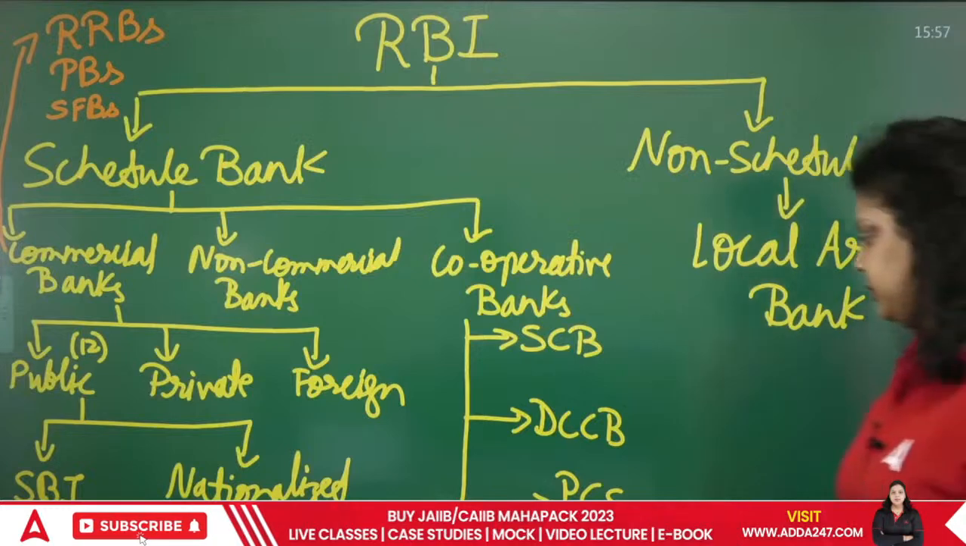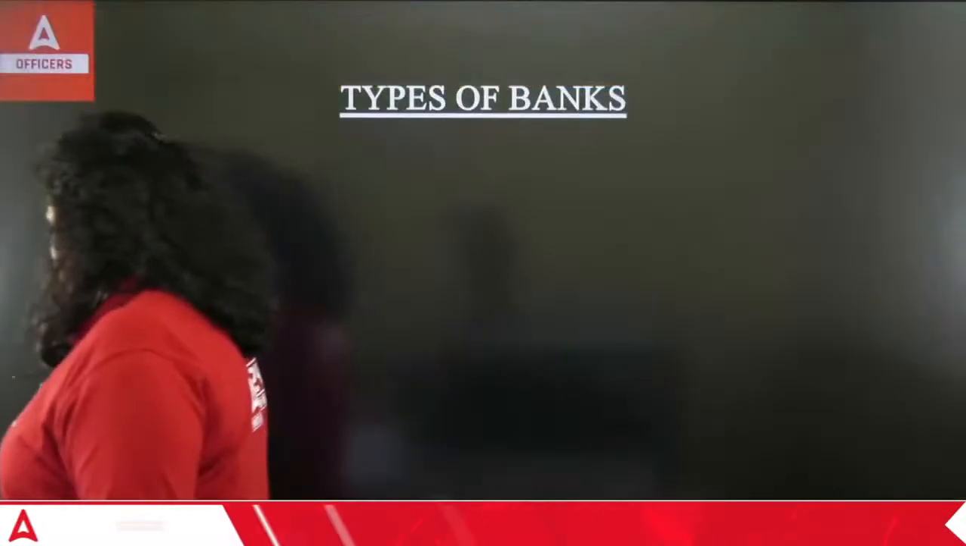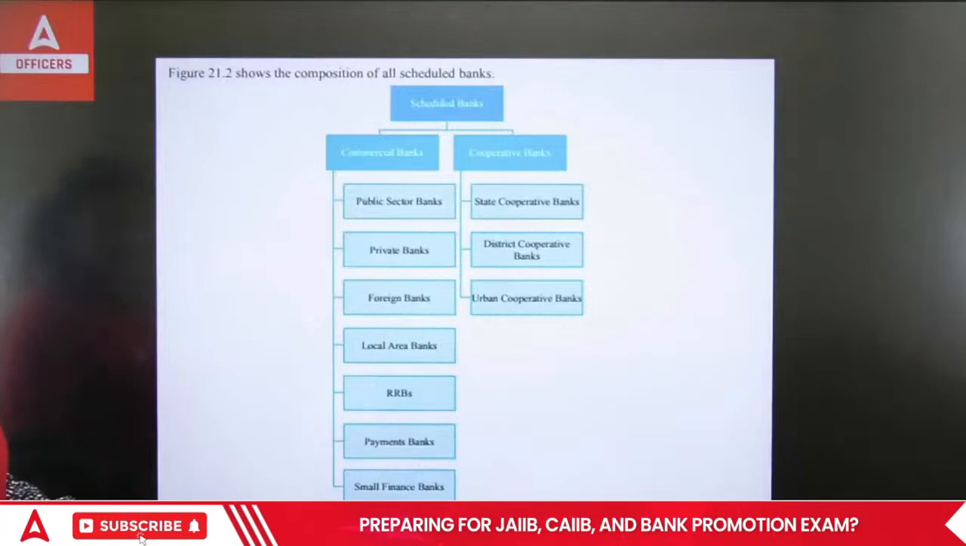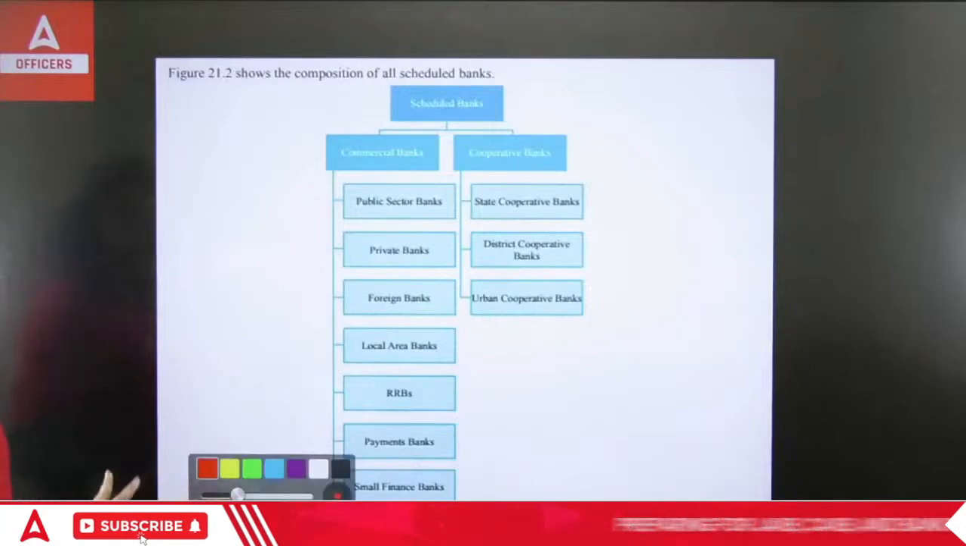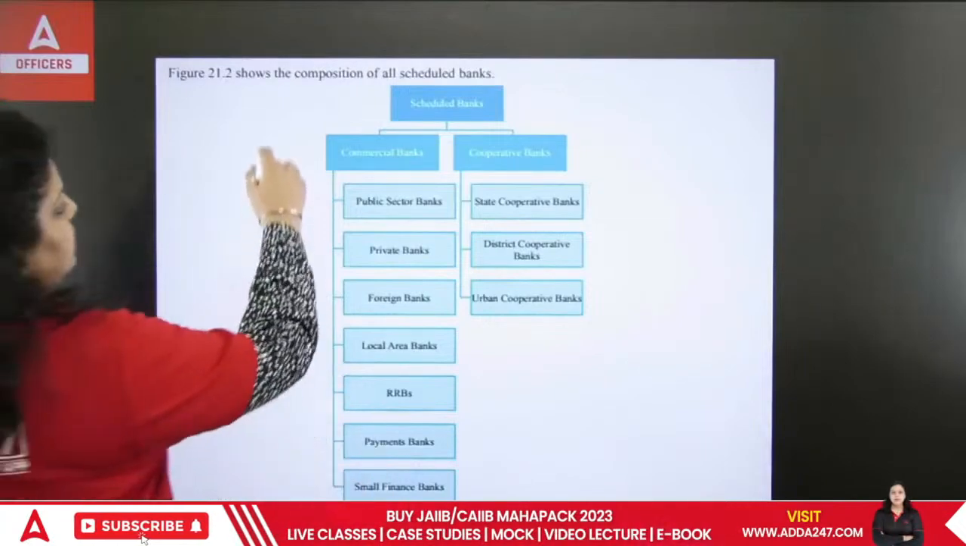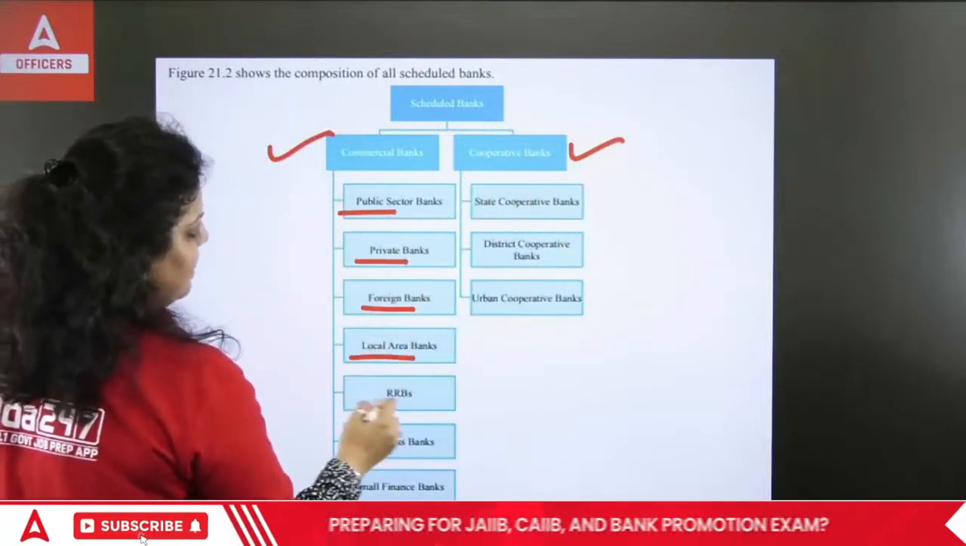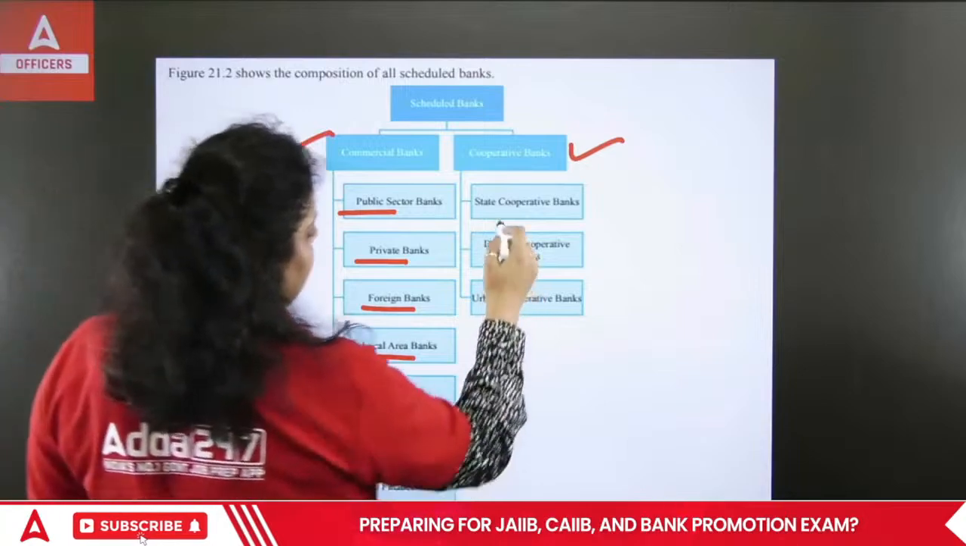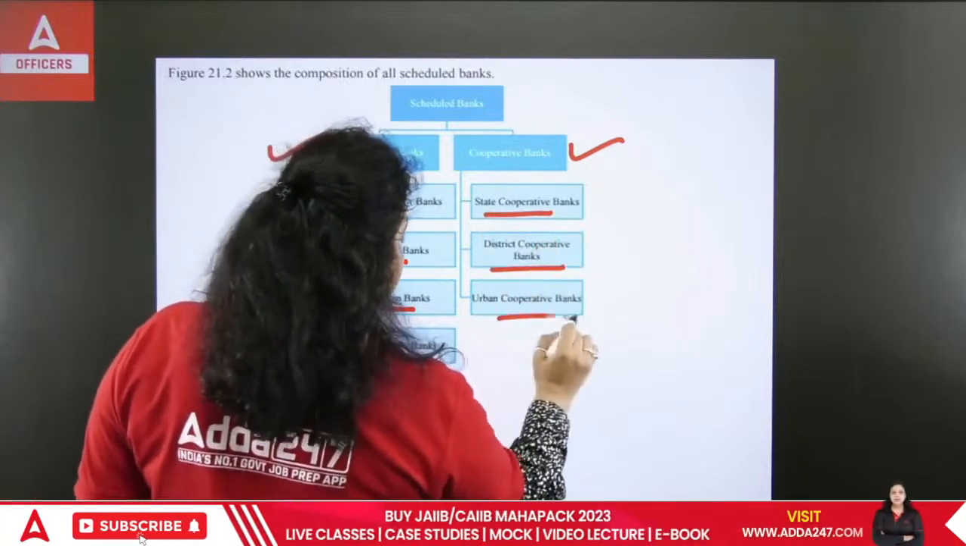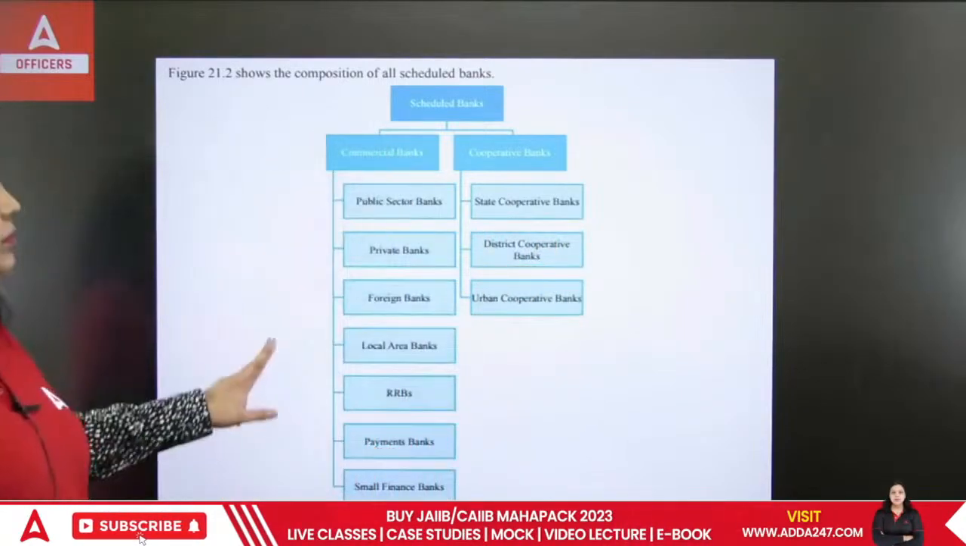Okay? Now, you can see here, under the scheduled bank, we have commercial bank, cooperative bank, public sector, private sector, foreign bank, local area bank, RRBs, payment bank, small finance bank, then state cooperative bank, district cooperative bank, urban cooperative bank. These are the banks.